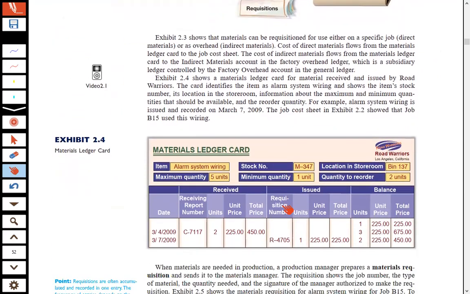Material is also inventory, so a material ledger card is maintained. The material ledger card is maintained for two purposes: for receiving and for issuance. This portion shows how much is received from the supplier, and for the process it is issued. After requisition it is issued, so this portion is for issued, and this portion represents what?